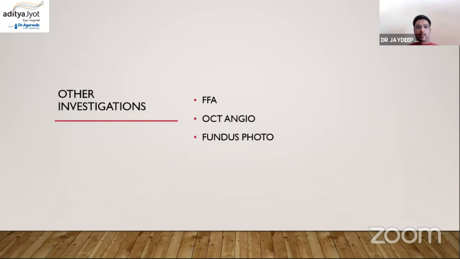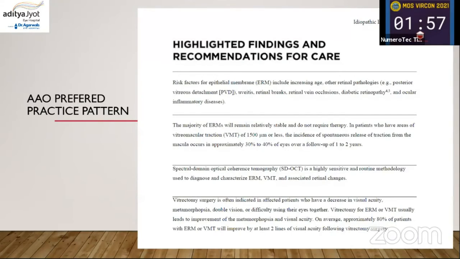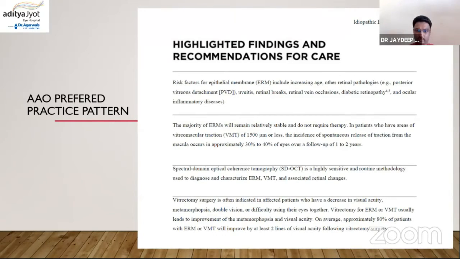I wouldn't go into the details of how the FFA or the OCT angio is going to look in VMT, because here you're not going to see any leakage on the FFA. Unlike other CME, there might be cystoid spaces. There might be an associated ERM which might stain in the late phases. An OCT angiogram might just show us a few abnormalities in the blood supply.